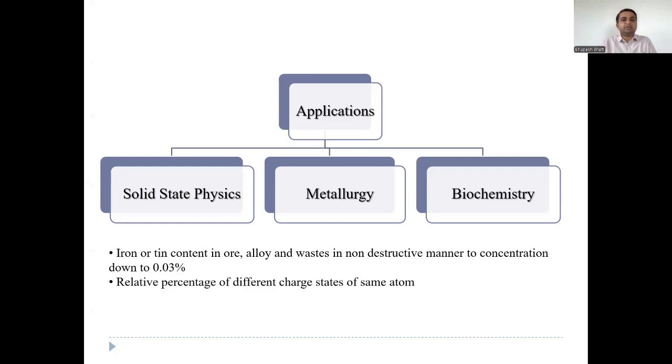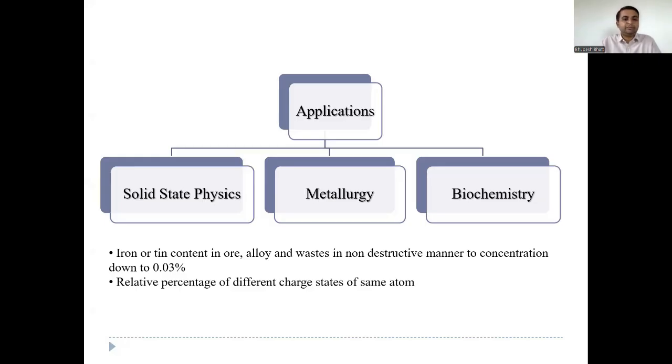So basically, this is an inorganic spectroscopy, and it has applications in solid state physics, metallurgy, and biochemistry. Now, what is the beauty of this spectroscopy? If we have any unknown material, ores, alloys, or foreign material, and it has some content, even down to 0.03% of iron or tin or any other element, it can be detected by this Mossbauer spectroscopy. Even a concentration of 0.03% can be studied.